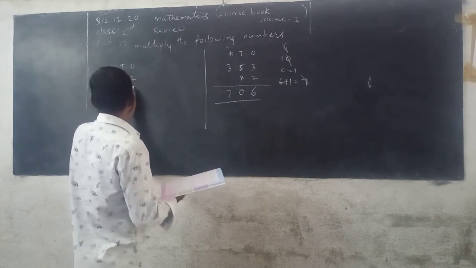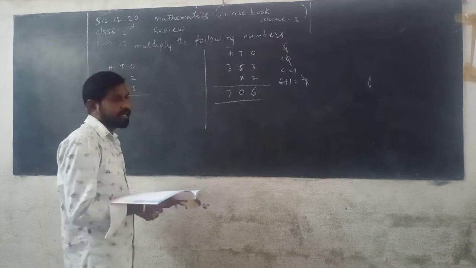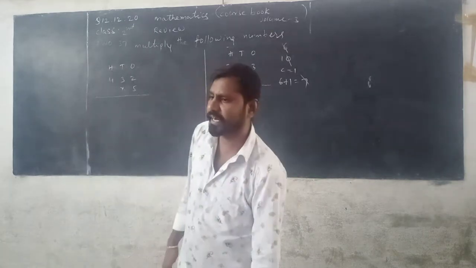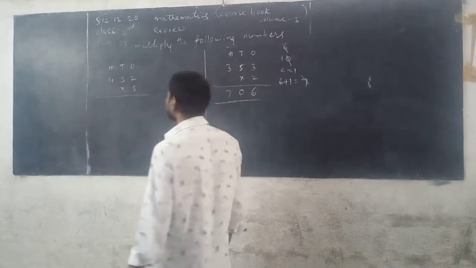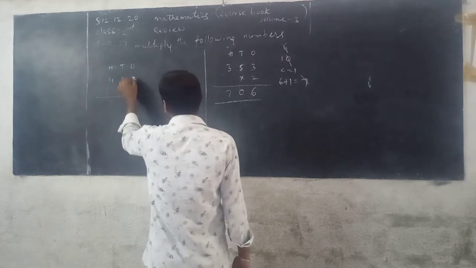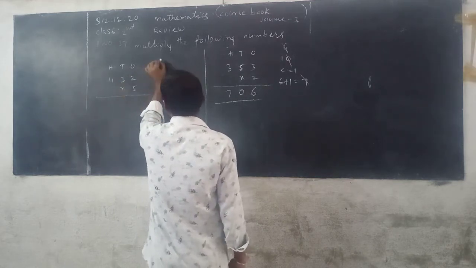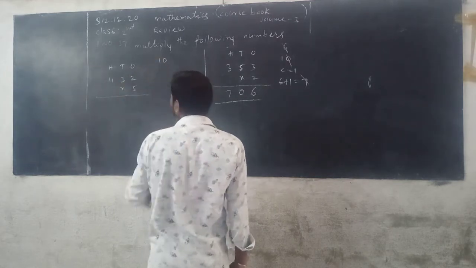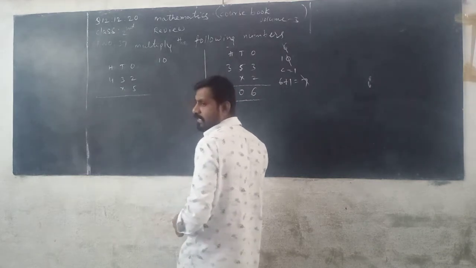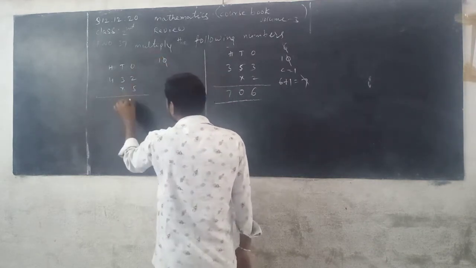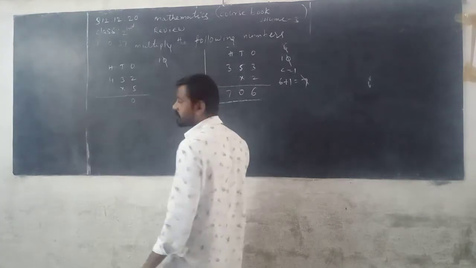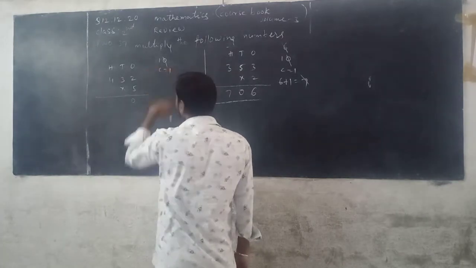432 into 5. 432 is multiplied by 5. So you can read the 5 table. First we multiply the digit in the ones place. That is 2 with 5. 5 table read. 5 twos are 10. So this is a 2 digit number. In it 0 is written down in the ones column and carrying 1.